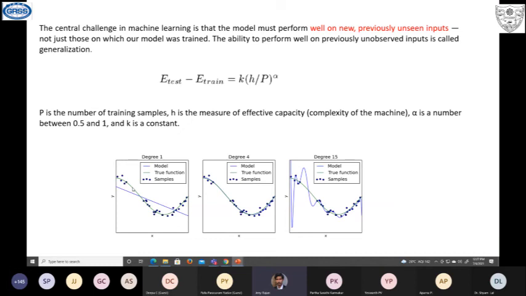So what I did is I increased the complexity of my model. From degree 1, I am going for a polynomial of degree 4. So you can see that now it fits better. So this is the model, that blue line. It is almost fitting the green line.